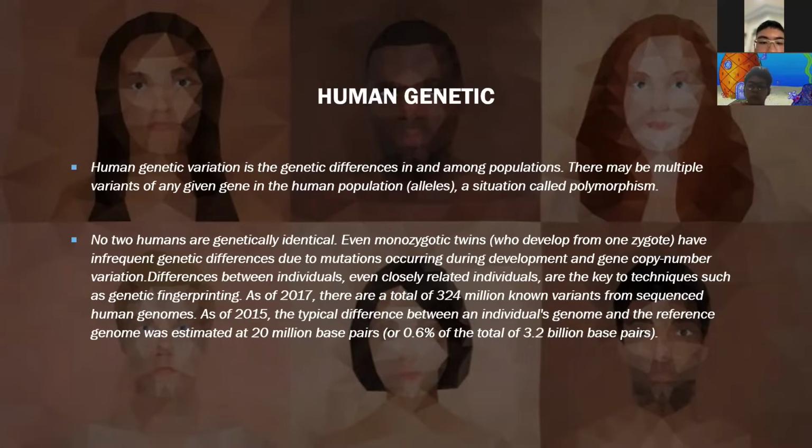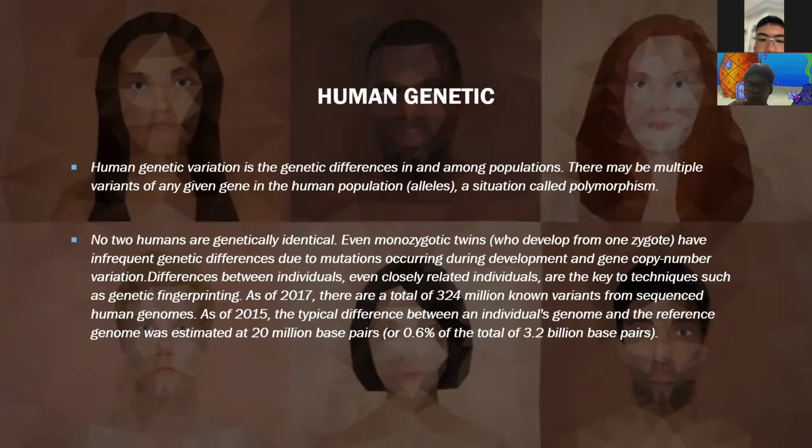There may be multiple variants of any given gene in the human population, or alleles, a situation called polymorphism. No two humans are genetically identical, even monozygotic twins who develop from one zygote have infrequent genetic differences due to mutation occurring during development and gene copy number variation.